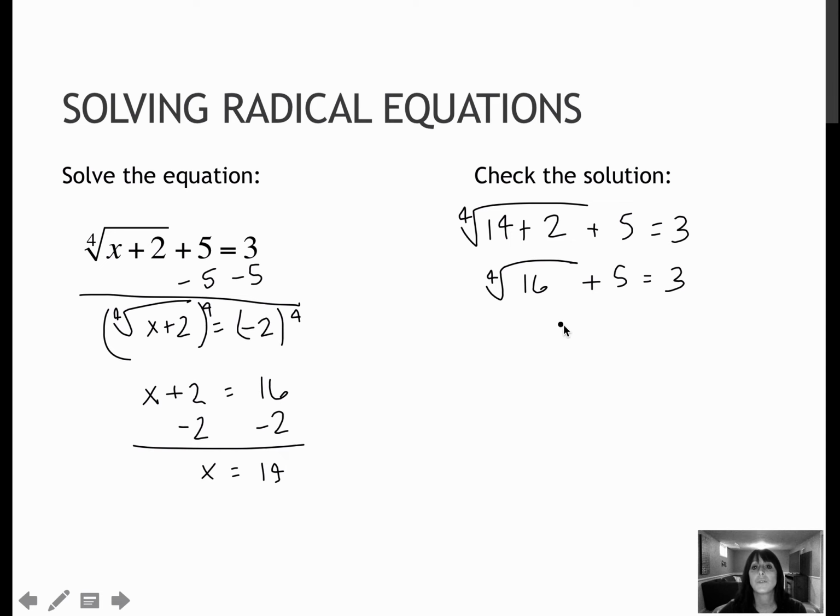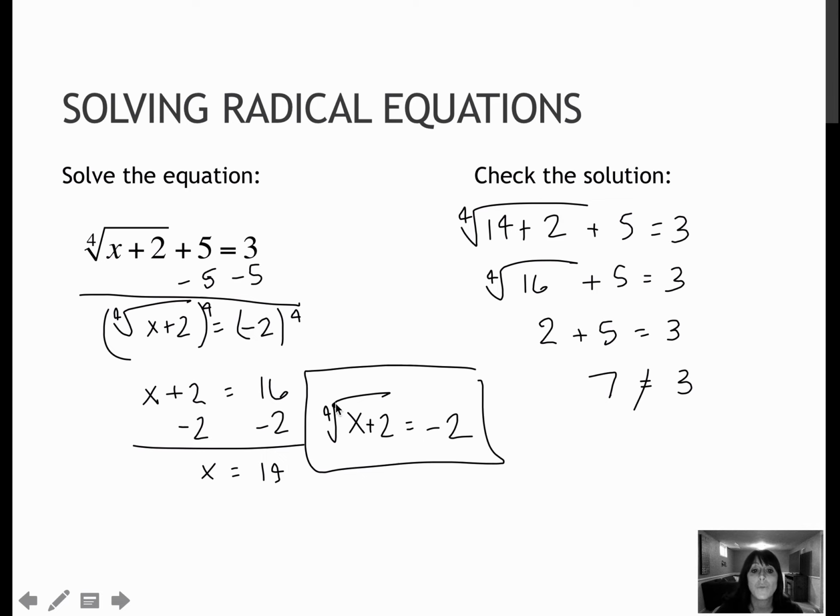And the fourth root of 16 is 2. But 2 plus 5 does not equal 3. So this is where we have to be very careful. At this point, where I moved this 5 to the other side, we had the fourth root of x plus 2 equals negative 2.